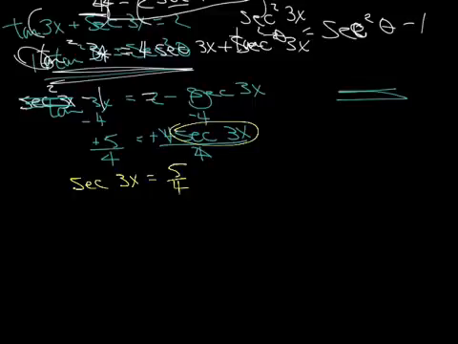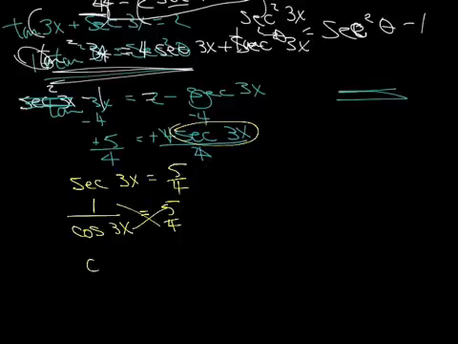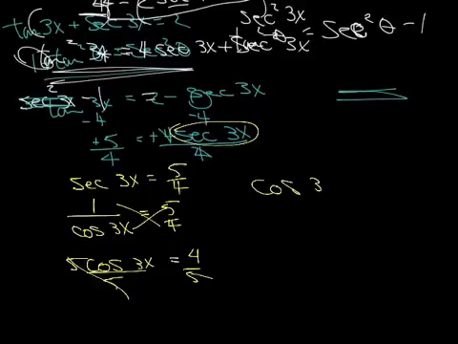Alright, so again, we don't like working with secants, we like working with sines and cosines. So we're going to write secant as one over cosine. And then if I cross multiply, I get cosine 3x times 5 equals 4. Divide by 5. Cosine of 3x equals 4 over 5. There we go. That looks a lot better.